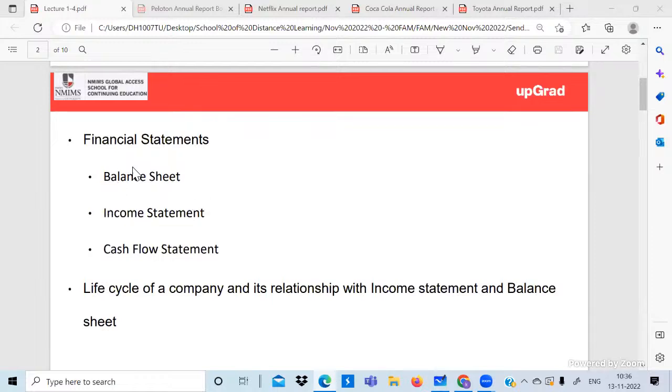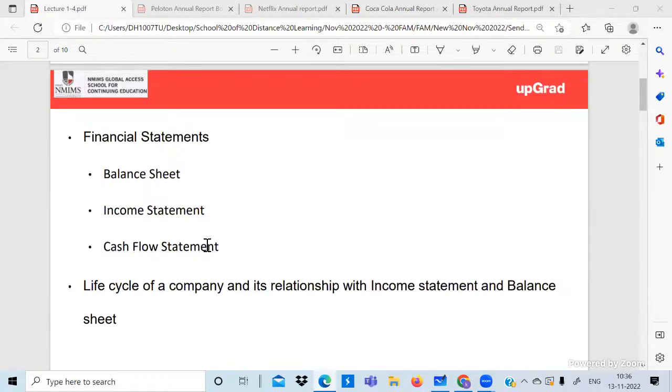Once we are done with the balance sheet and the income statement, we'll also look at how companies evolve and grow when they're at the introduction stage, the growth stage, the maturity stage, or the decline stage, and how your balance sheet changes as you move from one phase to the other. Similarly, how your income statement changes at each stage. So we'll also look at the life cycle and its relationship with the income statement and the balance sheet. This is what we'll be covering in today's session for the next 2.5 hours.